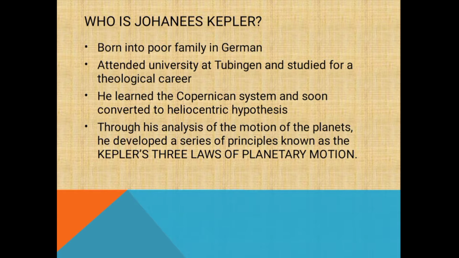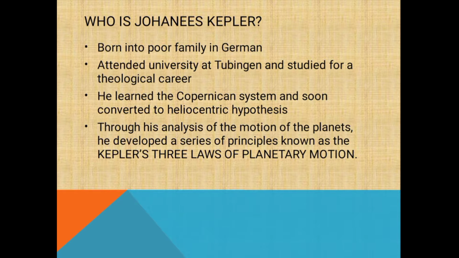Johannes Kepler was born into a poor family in Germany. He attended university at Tübingen and studied for a theological career. He then learned the Copernican system and soon converted to the heliocentric hypothesis. Through his analysis of the motion of the planets, he developed a series of principles known as Kepler's three laws of planetary motion. Kepler's three laws of planetary motion can be stated as follows.